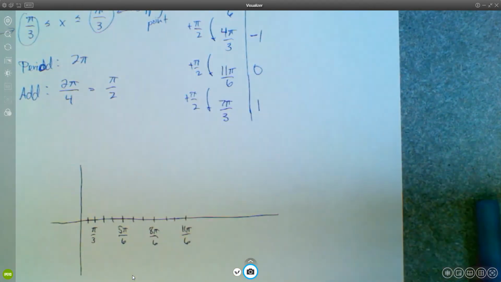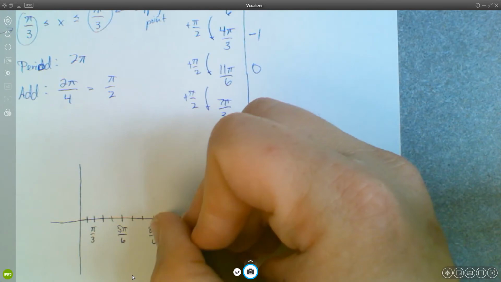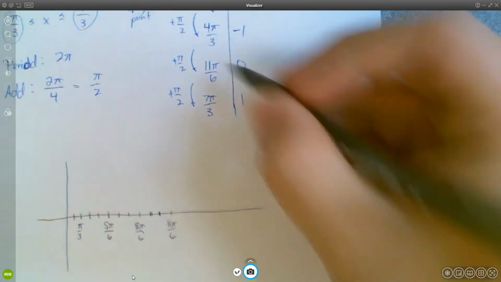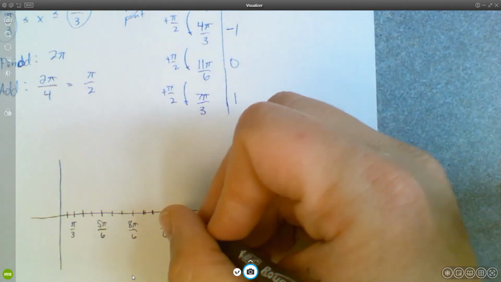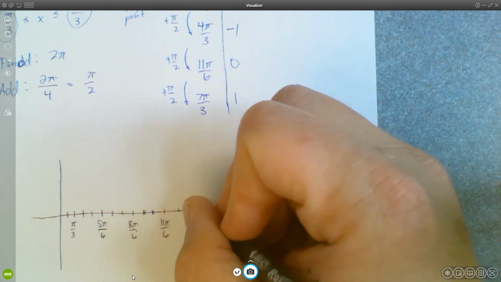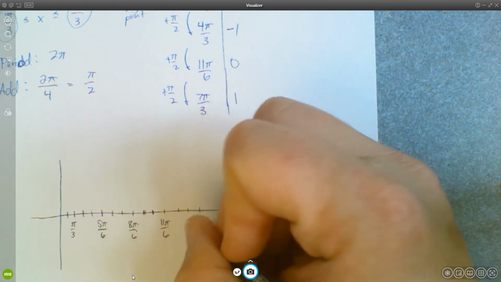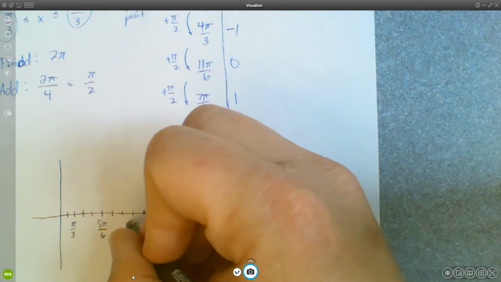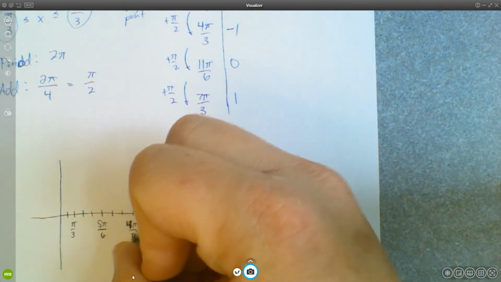That could have been a little neater. I apologize. Could have gotten these a little more evenly spaced. Anyway, and then 7 pi over 3 is 14 pi over 6. So 11, 12, 13, 14 pi over 6. That's 7 pi over 3. Oh, 8 pi over 6 I should have labeled as 4 pi over 3.